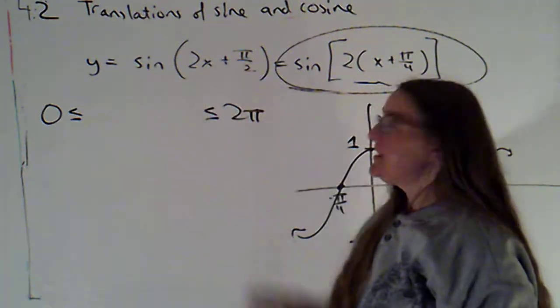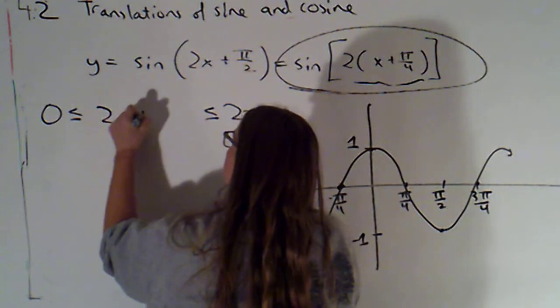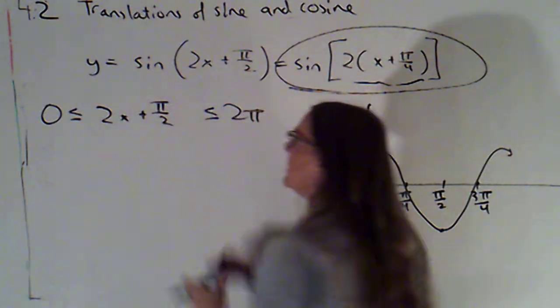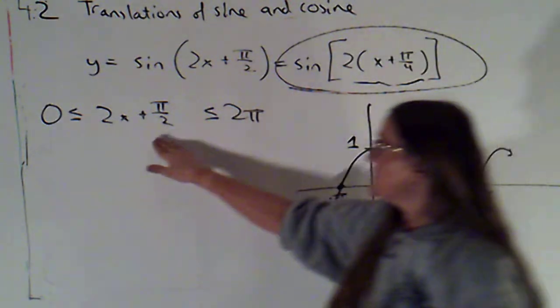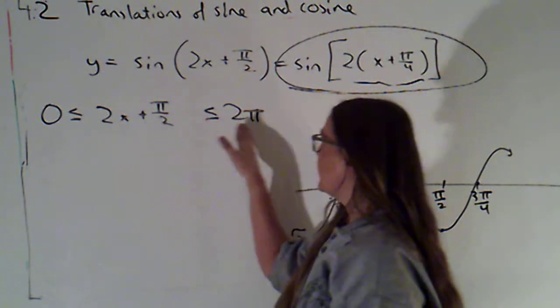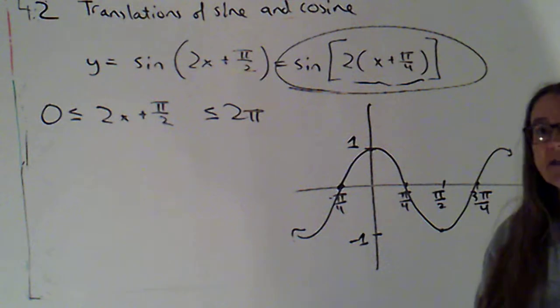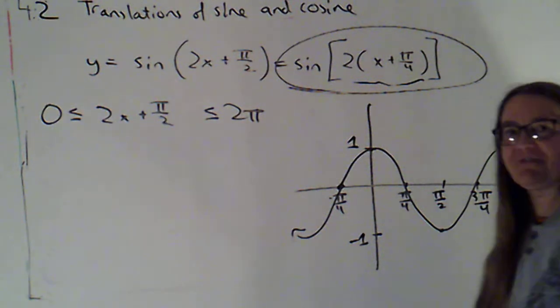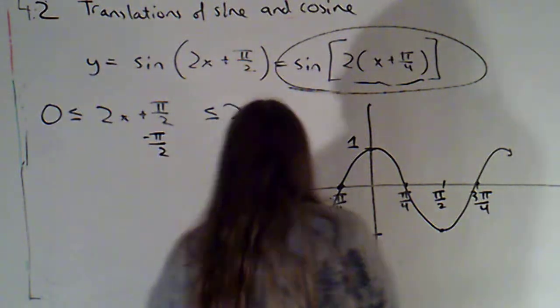So this function is going to do its thing as this input, 2x plus pi over 2, varies from 0 to 2 pi. When this thing was equal to 0, that gave us our initial point on that table. When this thing is equal to 2 pi, that gave us our ending point. Solving this inequality, I'm essentially solving for two of the x values that I had on that table of values. So I'm going to subtract, whoops.